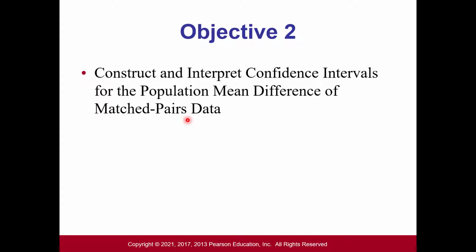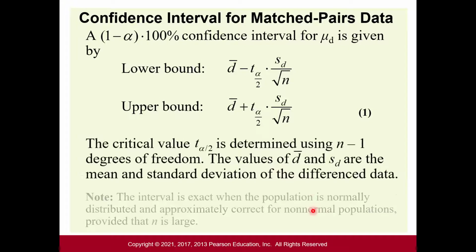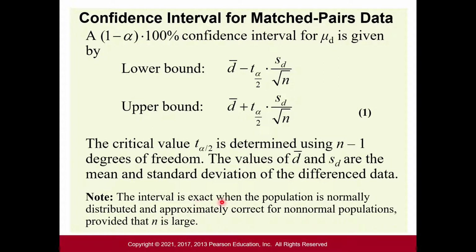So then our next objective is to construct and interpret confidence intervals for the population mean difference of matched-pairs data. Our confidence interval has a lower bound and an upper bound, and notice it's just our mean, d bar, of our differences, minus for the lower bound and plus for the upper bound, the critical value at our alpha level of significance times our standard deviation term. And then note, the interval is exact when the population is normally distributed and approximately correct for non-normal populations, provided that n is a large sample size.